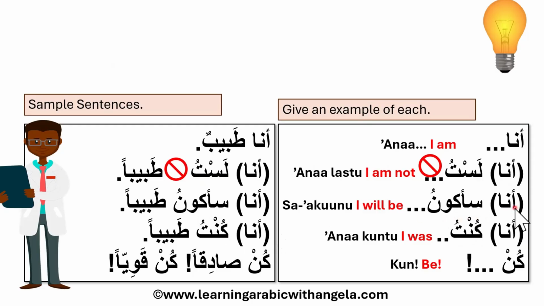Also in the future, over here, I will be something. For example, I will be a doctor. أنا سأكون طبيبا. We form the future by adding the particle sa or سوف. سوف أكون طبيبا. Obviously, we can get rid of أنا. We can say سأكون طبيبا or سوف أكون طبيبا.